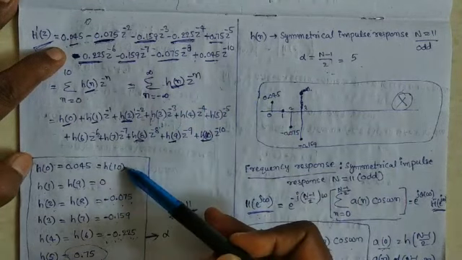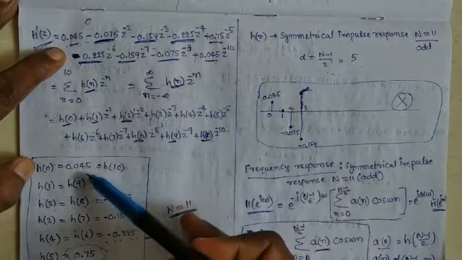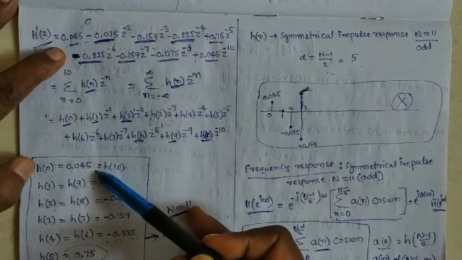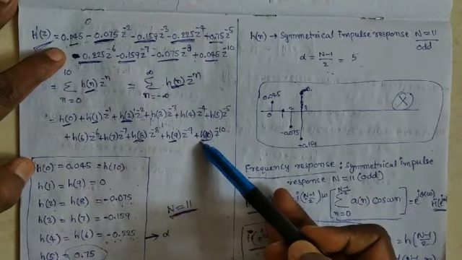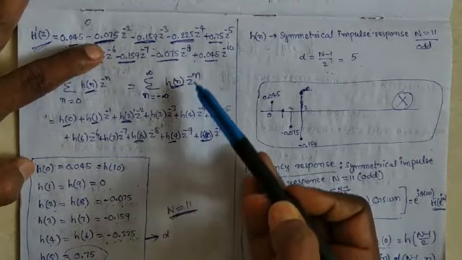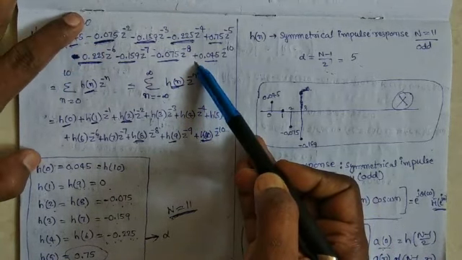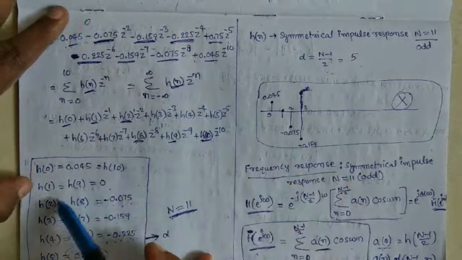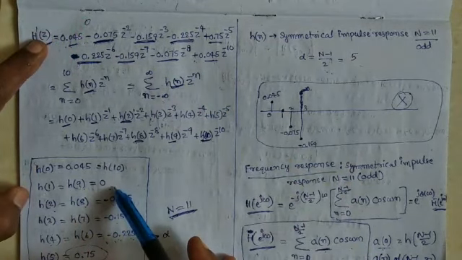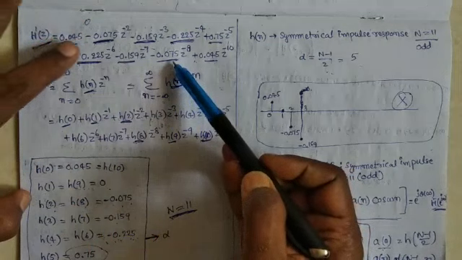h of 0 and h of 10 are same. That is equal to 0.045. Similarly, h of 1 and h of 9 values. h of 1 is 0, h of 9 is also 0. Here h of 1 is equal to h of 9, that is equal to 0.